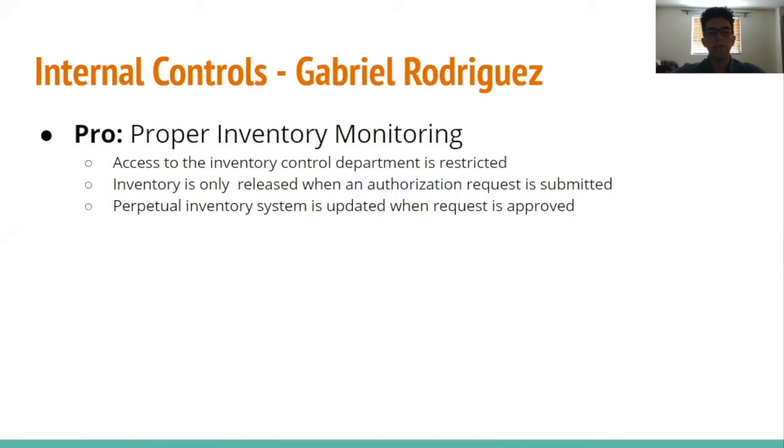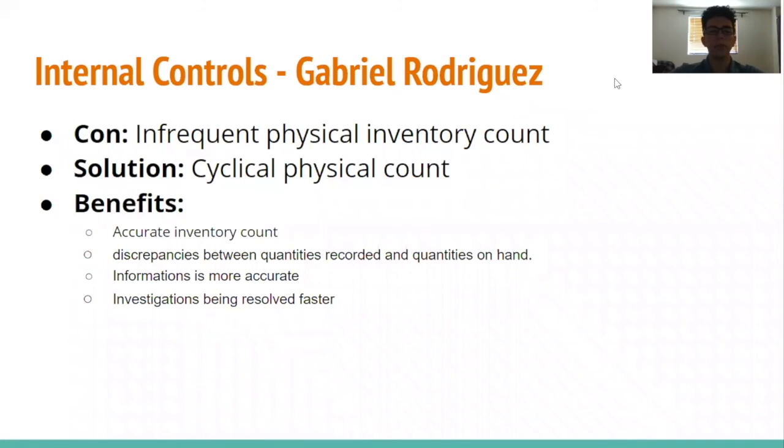Its access to the inventory control department is restricted. Inventory is only released to production when an authorization request is submitted. Furthermore, as soon as this request is approved, the inventory clerk updates the perpetual inventory system. On the contrary, the internal control that can be improved on is the duration of when physical counts occur.